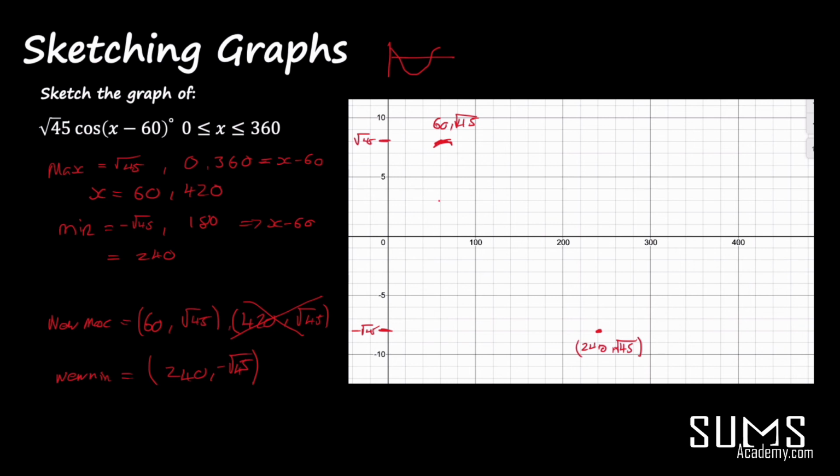You could be extra good and work out where it's going to cross the x-axis. It used to cross x at 90 degrees, but it's going to be 60 degrees on, so it's 150. So about here. And again, it used to cross at 270, but it will cross at 330 now. So about here. So the graph will look something like this.